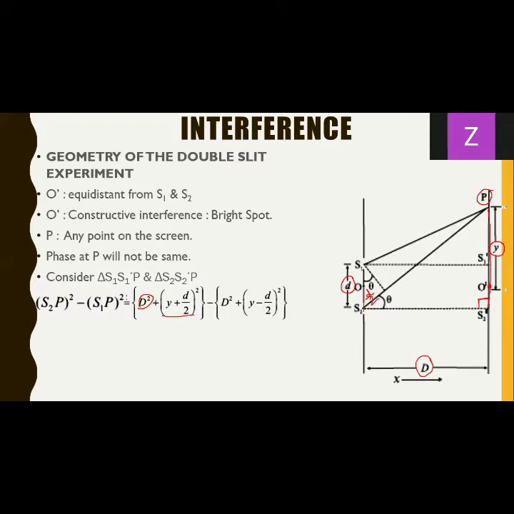S1 dash P कितना आएगा? ये टोटल Y है, उसमें से ये माइनस करना पड़ेगा. ये कितना होगा? Again it will be D by 2. That's why you can see it is minus D by 2. बाकी कुछ नहीं है. Okay? ये स्टेप समझा रहे? बोलो yes or no.